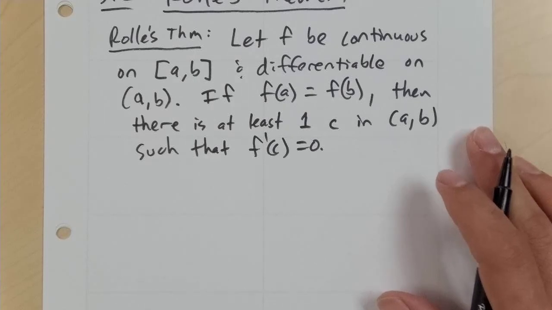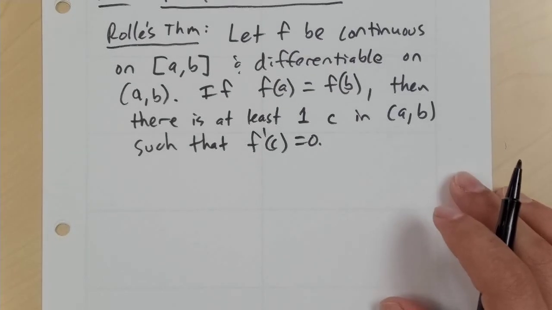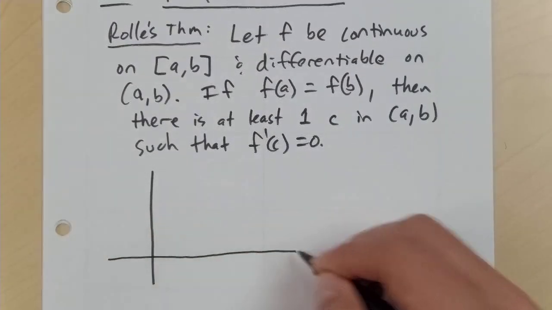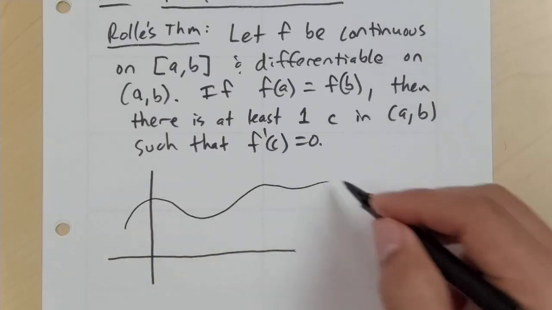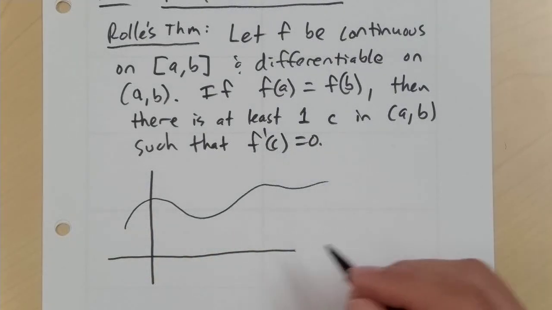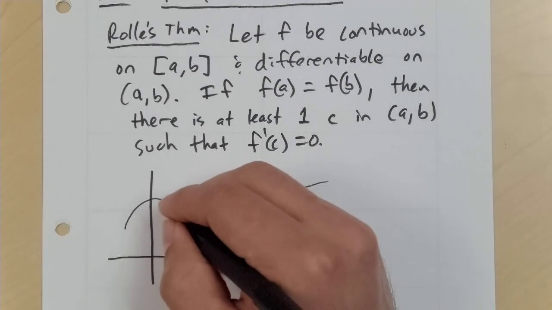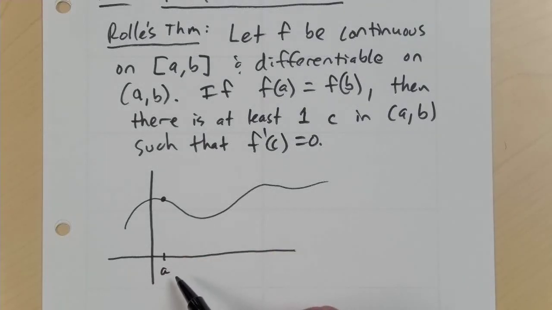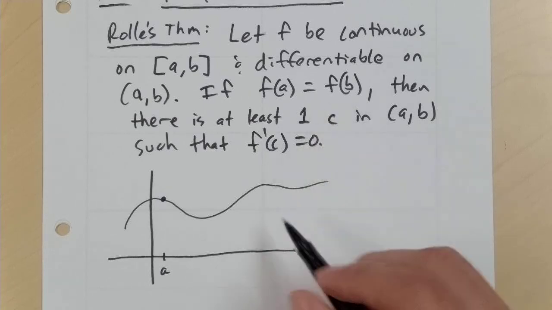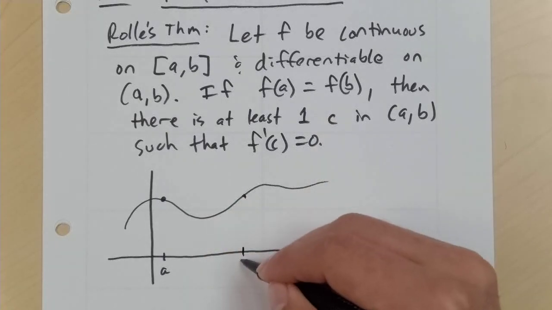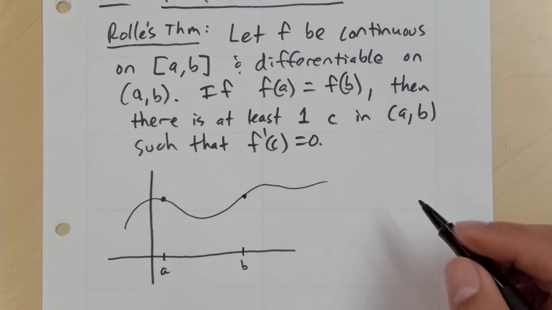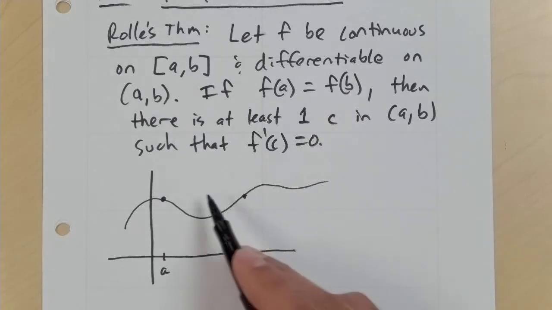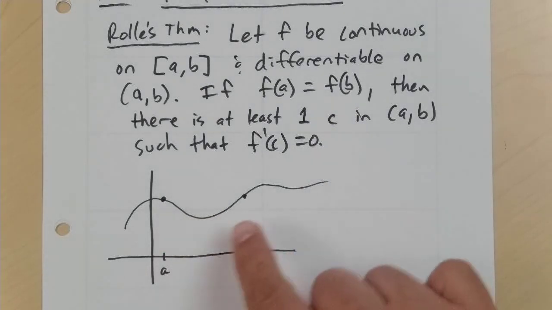Okay, so let's look at a picture to kind of get some intuition as to what's going on and why this has to be the case. And so let's say we have some smooth continuous function, and let's say this point corresponds to A, and now we want another point B that has the same coordinates, right? That's what this part means here, that if you plug A in and you plug B into the function, you're going to get the same exact y value, okay?